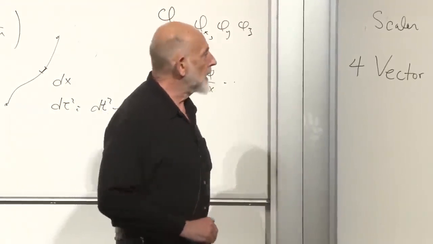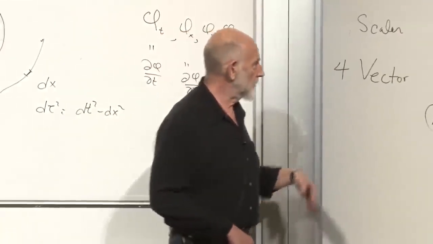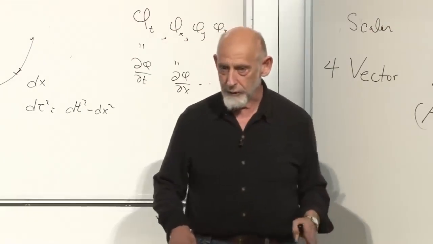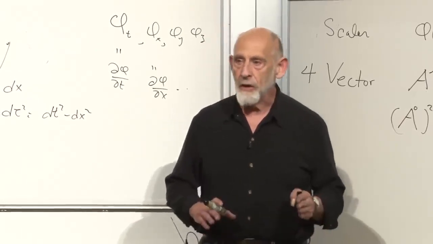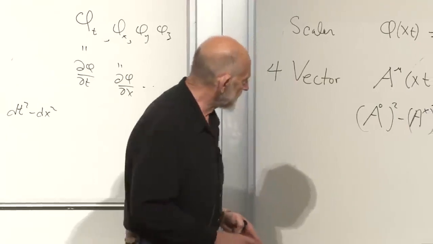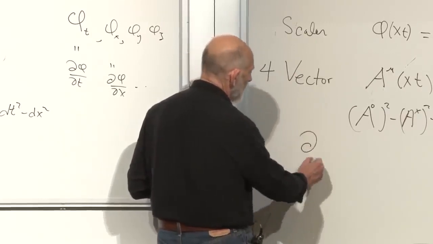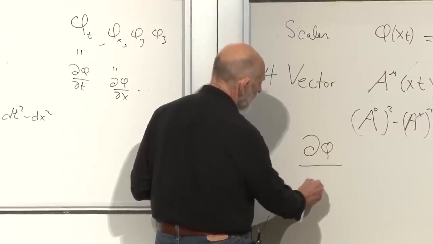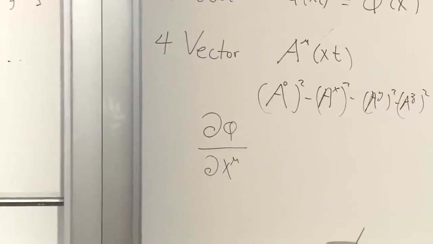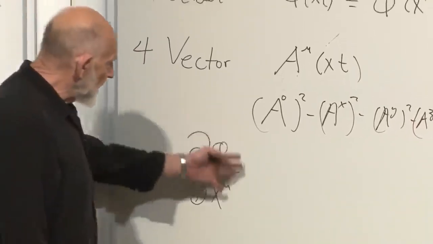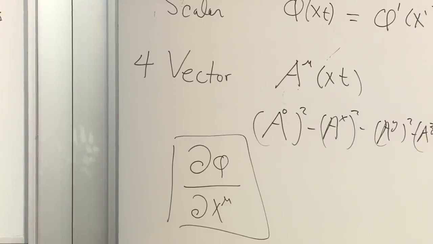The last point is that given a scalar, you can construct a 4 vector out of it, not by just looking at it, but by differentiating it. By differentiating it with respect to the 4 components of space and time, those 4 derivatives form a 4 vector. All right, so a special case of a 4 vector, given a scalar, are the collection of components, the derivative of phi with respect to x mu. Derivative of phi with respect to t, derivative of phi with respect to x, derivative of phi with respect to y, and so forth. Not surprisingly, these form a 4 vector.